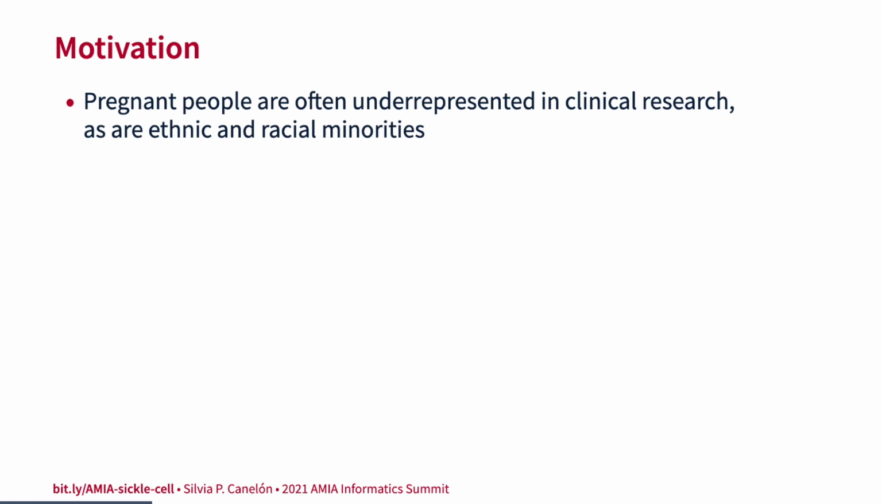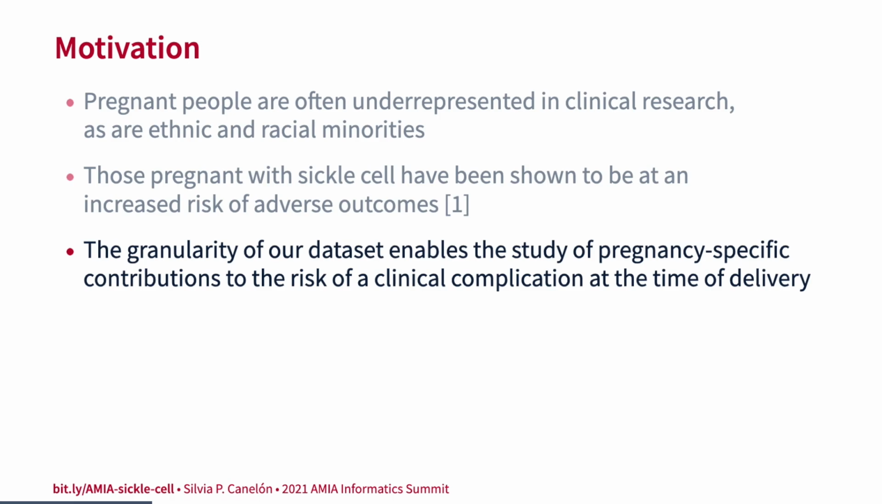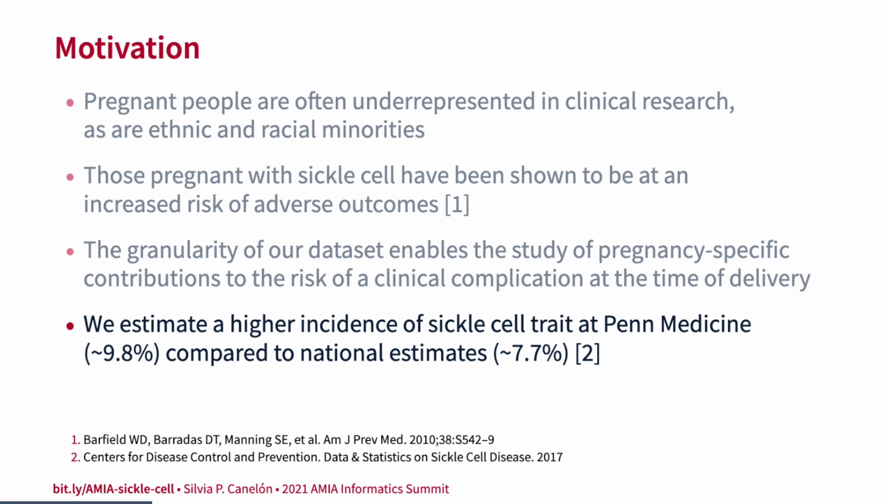This study was motivated by the fact that pregnant people are often underrepresented in clinical research, as are ethnic and racial minorities. Those that are pregnant and have sickle cell have been shown to be at an increased risk of adverse outcomes. And the granularity of our dataset enables the study of pregnancy-specific contributions to the risk of a clinical complication at the time of delivery. We also estimate a higher incidence of sickle cell trait at Penn Medicine compared to national estimates, meaning the size of our dataset makes studying pregnancy outcomes among people with sickle cell trait and sickle cell disease feasible.